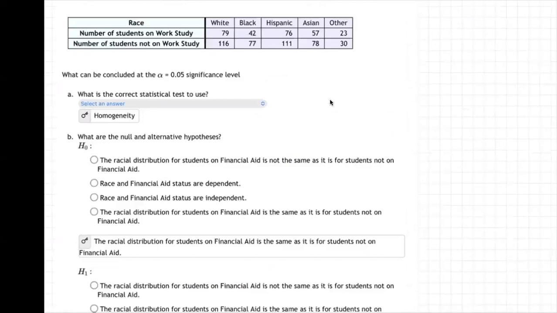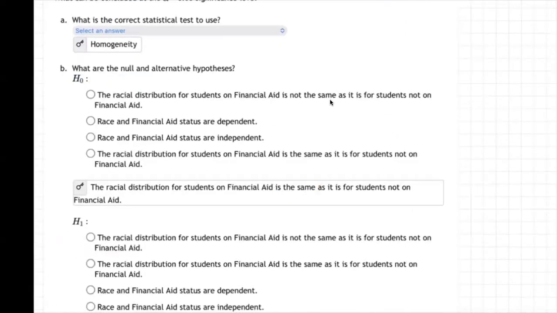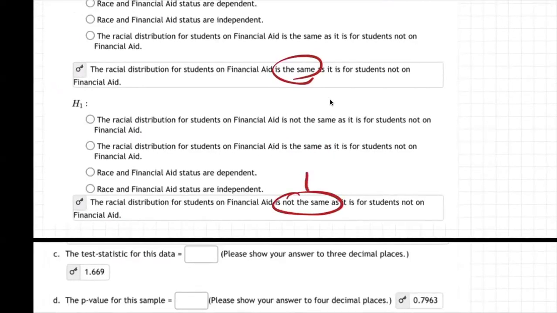So we come back here and we go, oh, okay. So H0, that's why it's going to be same. And H1, not the same. Same and not same are different, right? Not same means different. All right, so there's H0, H1.